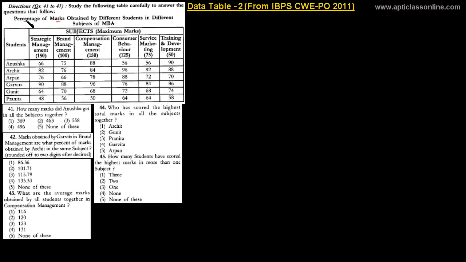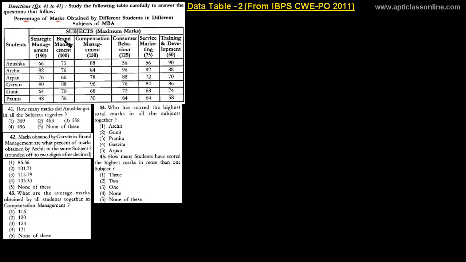So, as the table heading says, percentage of marks. In strategic management, the full marks is 150, and Anusha is getting 66% of marks out of 150. Percentage of marks, that is the important thing in this data interpretation question. Anusha is getting 66% of 150. So in order to get the actual marks in strategic management, we have to multiply 150 into 0.66.